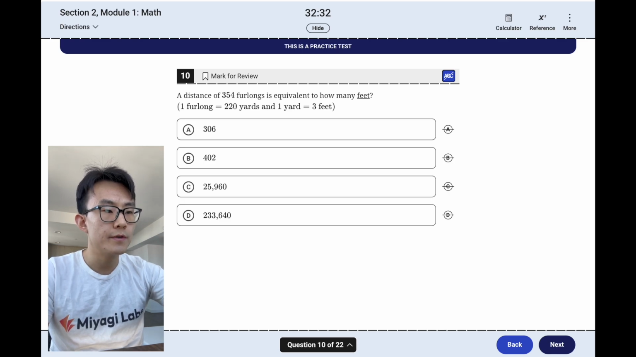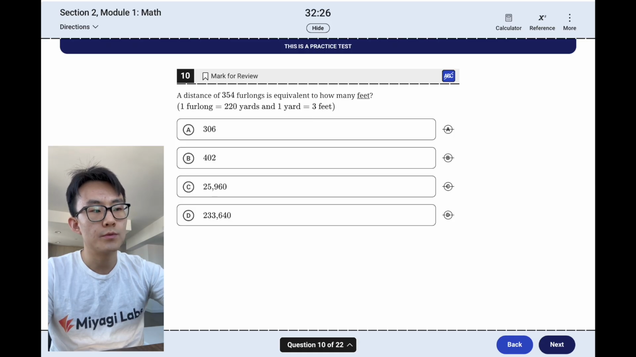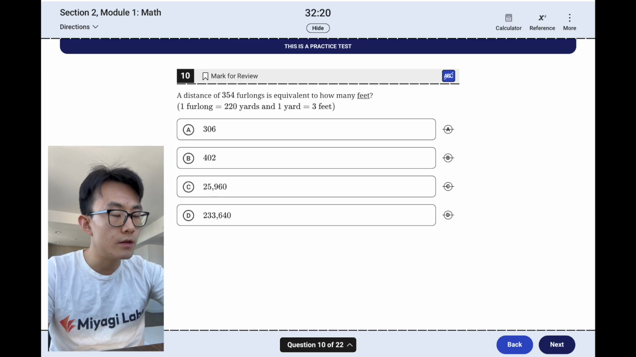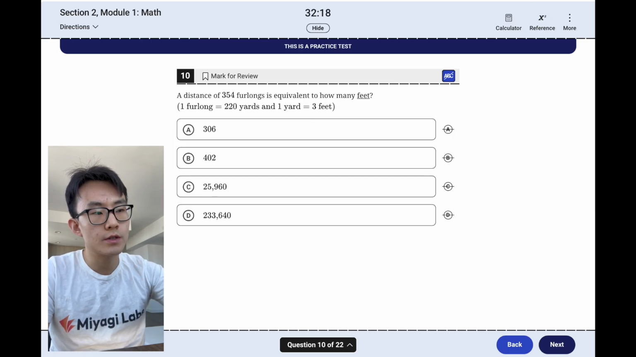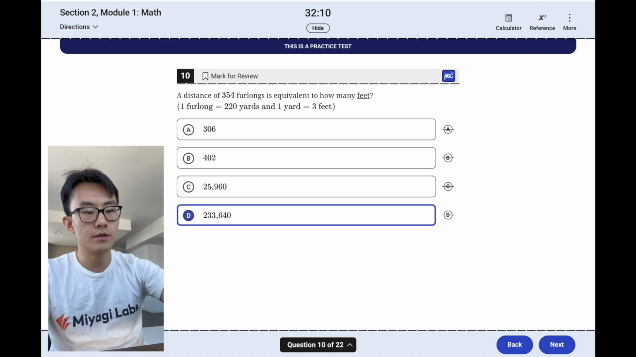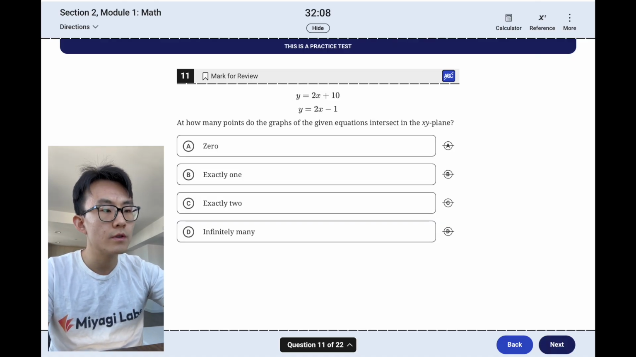Okay, 354 furlongs equal to how many feet? So 354 furlongs equals 354 times 220, and then that times 3. So it's going to be roughly 70K times 3, which is 210K. Let's just estimate. These seem pretty relative.